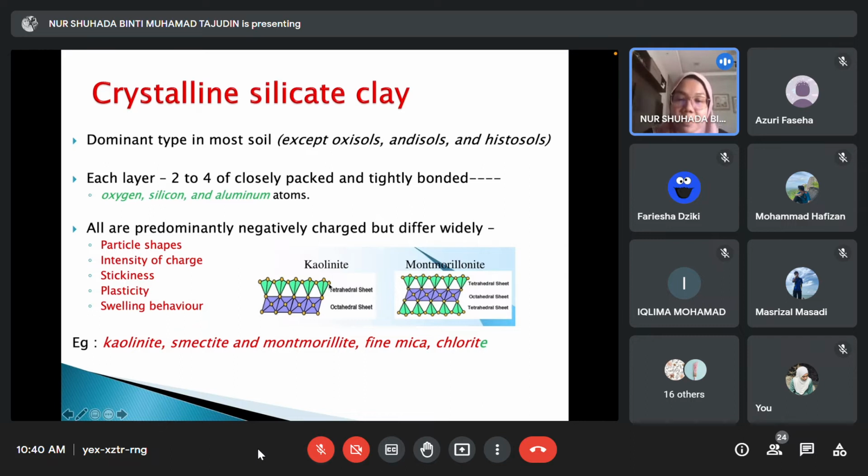But montmorillonite, for example, allows a little bit of water. That is what we want to see by its properties. That is because of the structure. Number 2 is a non-crystalline silicate clay.